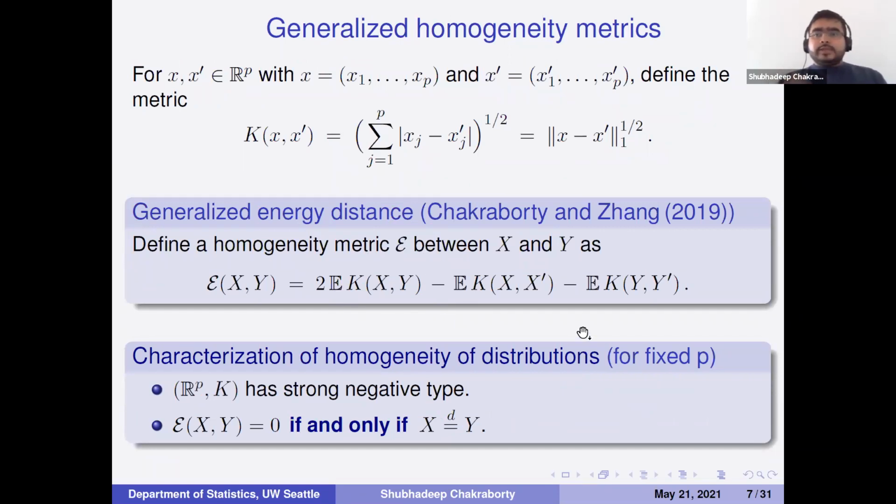So at this point, the first question I expect to hear is that, at least for the low dimensional case, just like the usual Euclidean energy distance, does this generalized energy distance still have the complete characterization of homogeneity? The answer is yes. We could show that this metric K is a valid metric, first of all, and when equipped with r to the power p, it has strong negative type. So what essentially follows is that this generalized energy distance has the complete characterization of equality of distributions, just like Euclidean energy distance in the fixed dimensional case.